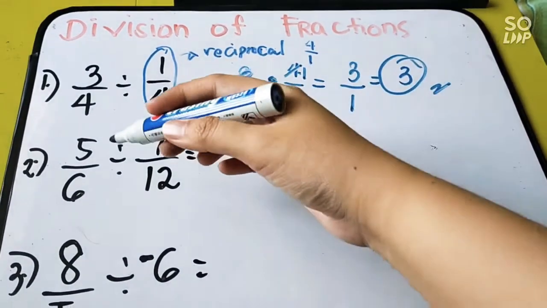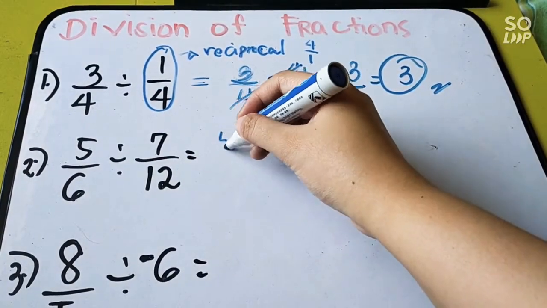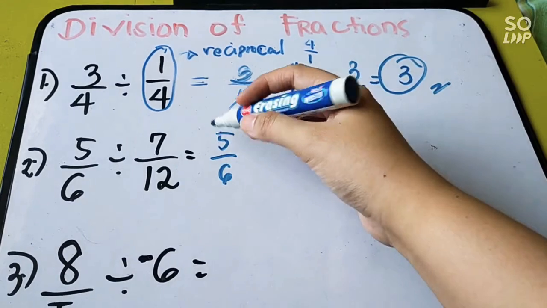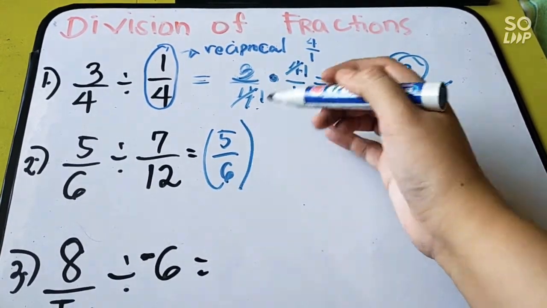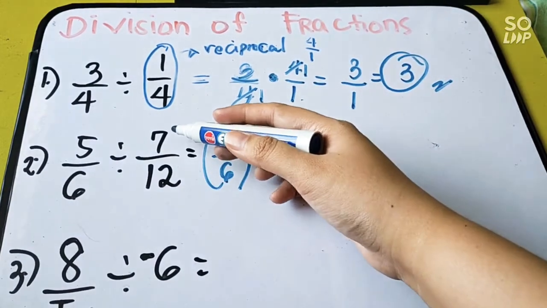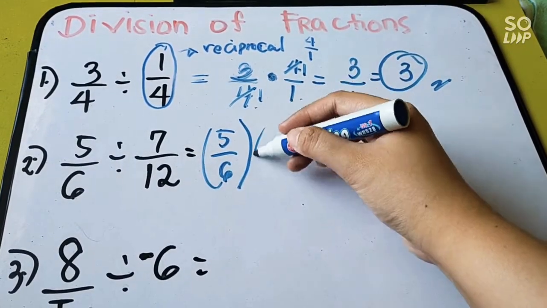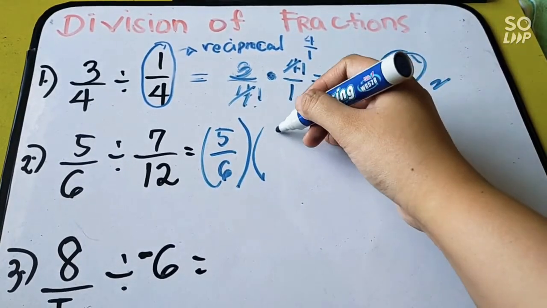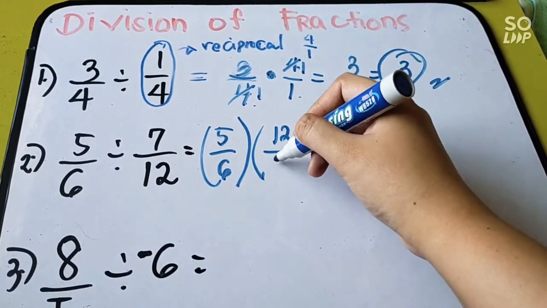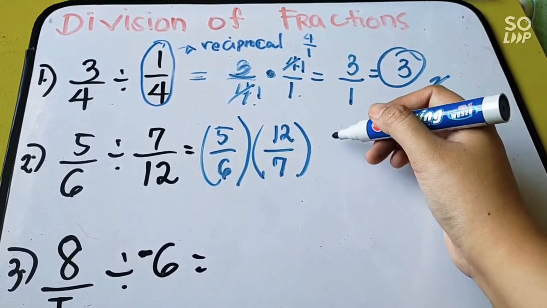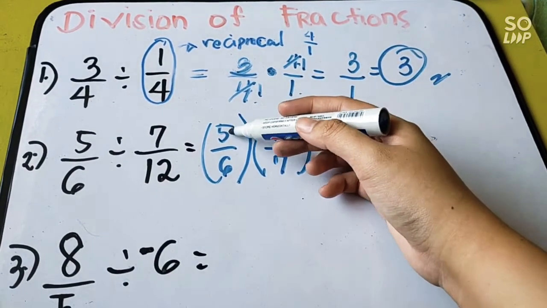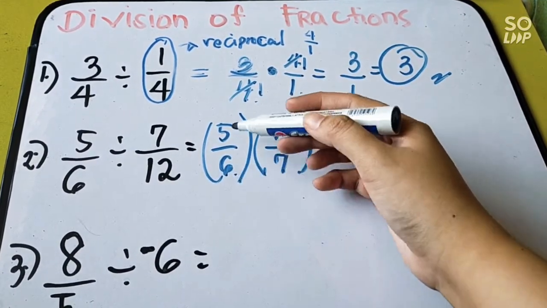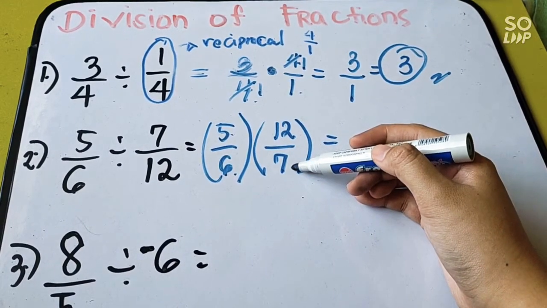Number 2. We have 5 over 6. Copy 5 over 6. Pwede kang gumamit ng dot or pwede kang gumamit ng open and close parentheses. Then, 7 over 12. Reciprocal ng 7 over 12, the answer is 12 over 7. Yan. Then, tingin kung pwede tayong mag-cancellation. 5 and 6, hindi pwede. 5 and 7, hindi pa rin pwede.